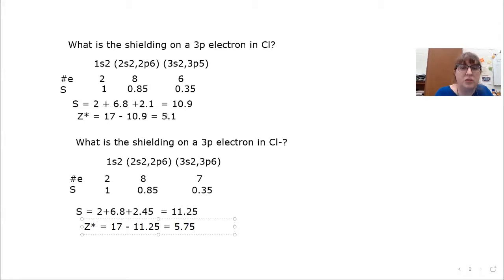This is 6.1. Okay, so if we compare the attraction of the nucleus, in this case, we have a 6.1 effective nuclear charge, which is why chlorine is so small, because it's got a very high effective nuclear charge, whereas the chloride ion has somewhat less. And so with less attraction for each individual electron, they all spread out just a little bit, and we have a larger ion.